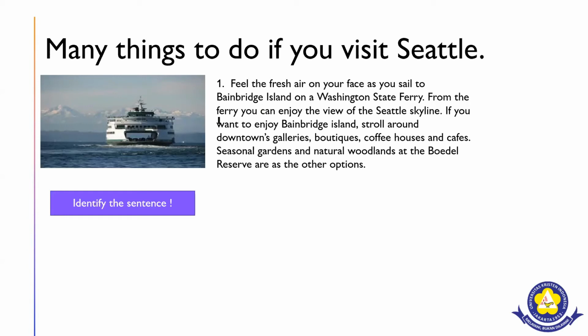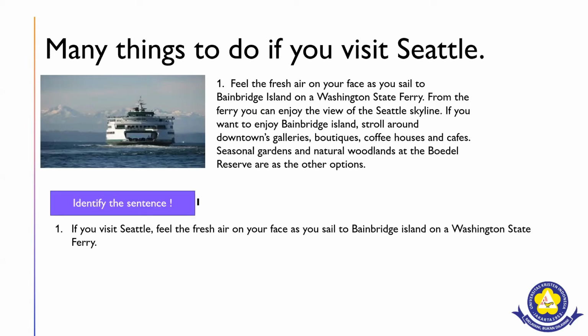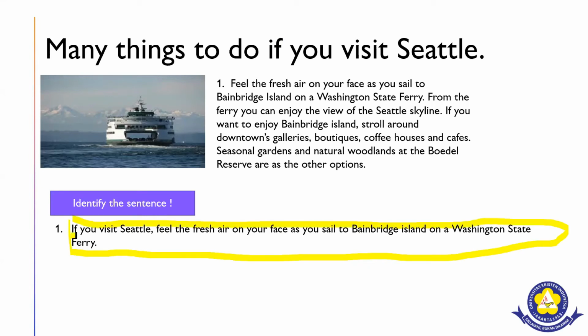First, we have to identify this text. If you visit Seattle, feel the fresh air on your face as you sail to Bainbridge Island on a Washington State ferry. This is the imperative because if is followed by the simple present, comma, and the verb, and then the simple present.